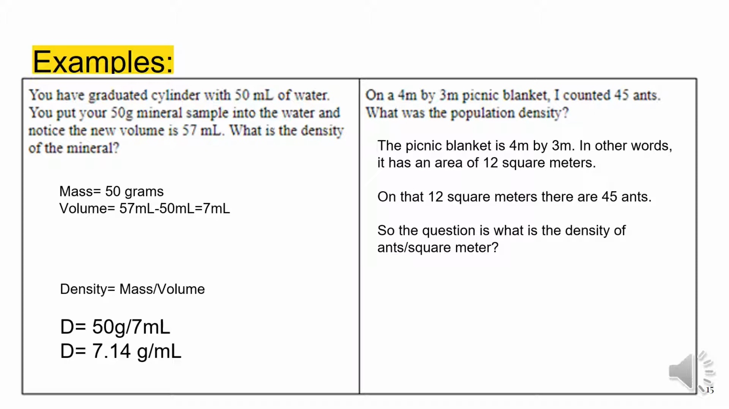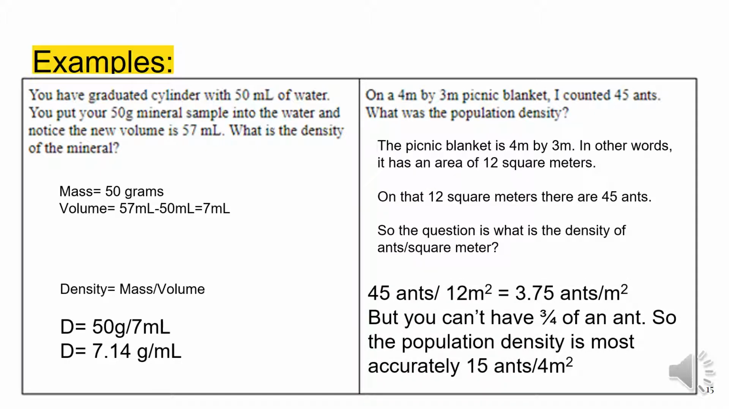So to find the density of ants per square meter, we would need to divide 45 ants by the 12 meters squared and get 3.75 ants. But logically, that doesn't make sense. You can't have 3/4 of an ant. So we need to expand our space until we get a whole number. And we can't get a whole number until we expand the space by 4. So that becomes 15 ants for every 4 meters squared.